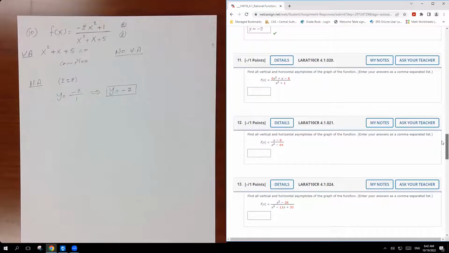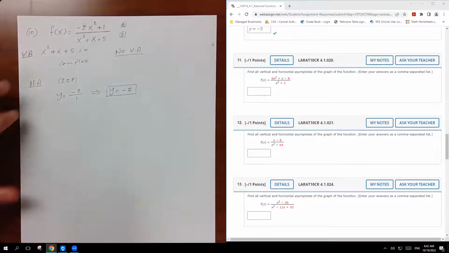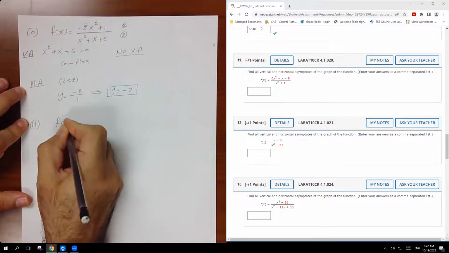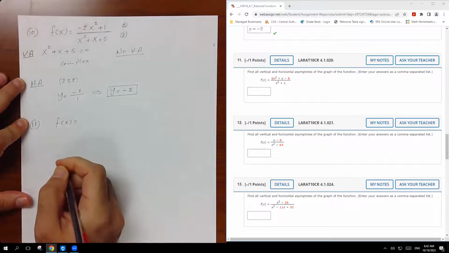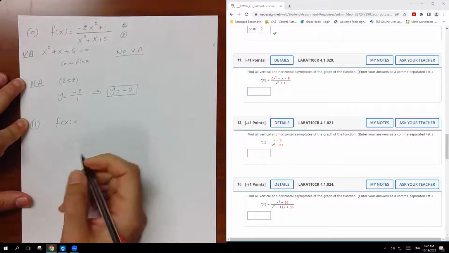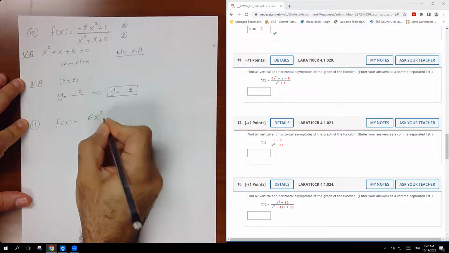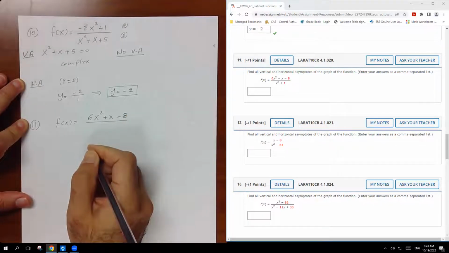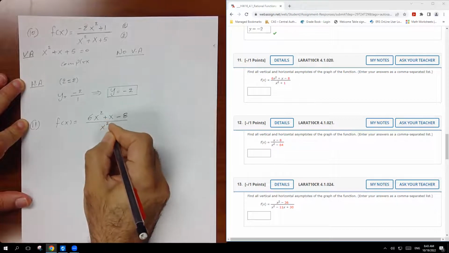Example 11, we're going to do exactly the same thing to find the vertical asymptote and horizontal asymptote. So if you look here, example 11, which is f of x equals 6x squared plus x minus 8 over x squared plus 1.